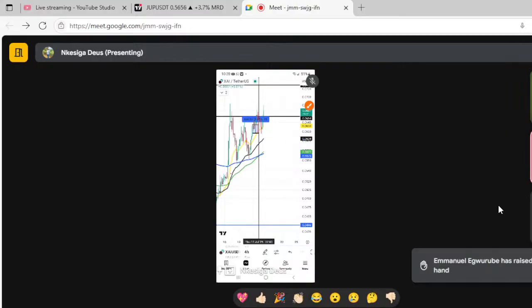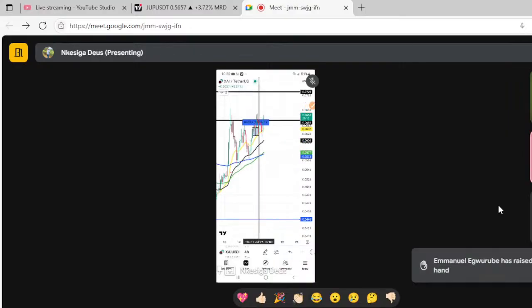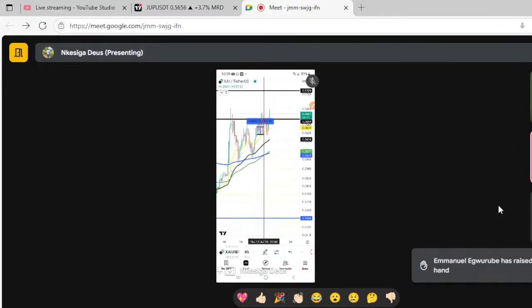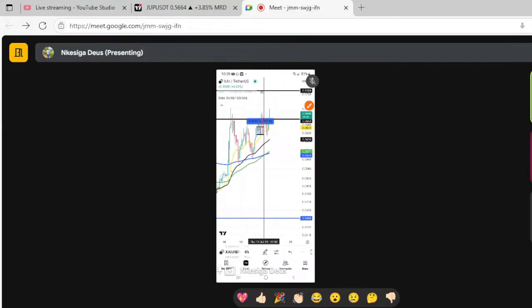Okay, one last question, please, Coach. Do we have an indicator that has all the four EMAs, or we have to load them one by one? No, this one is having them at once. It is called EMA. There's no need of loading one by one. Oh, thank you. Okay, I get it.